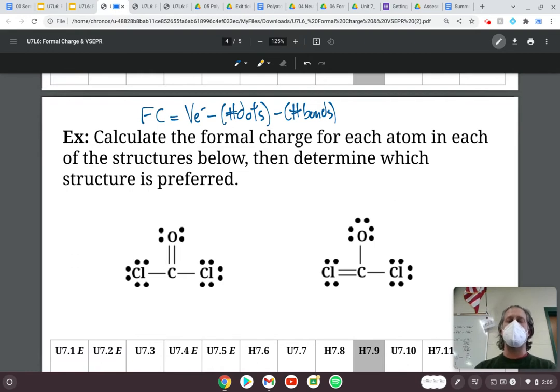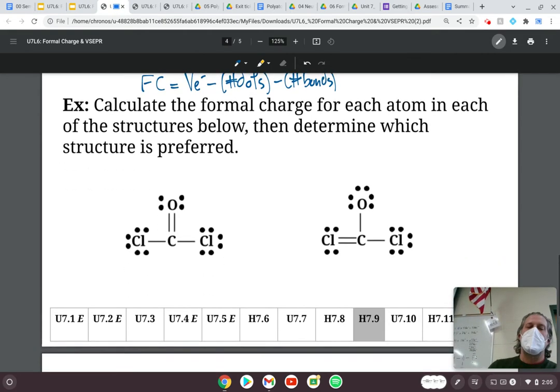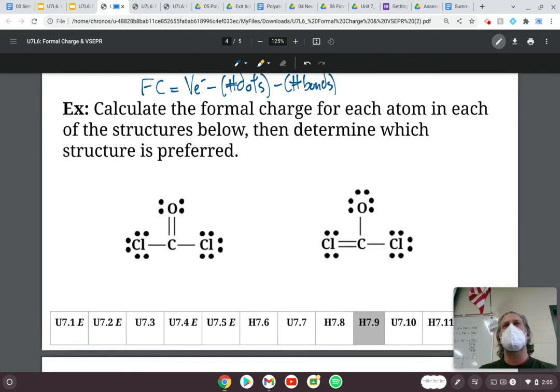So here are two molecules that are really quite similar. In theory, there would probably be another version of this where the double bond would be between the other chlorine and carbon, but for the sake of argument, I didn't want to go too overboard here. I'm just going to calculate the formal charge for each atom in the molecule. I'm going to start with the one on the left-hand side, starting with oxygen and then going to chlorine, carbon, and chlorine.